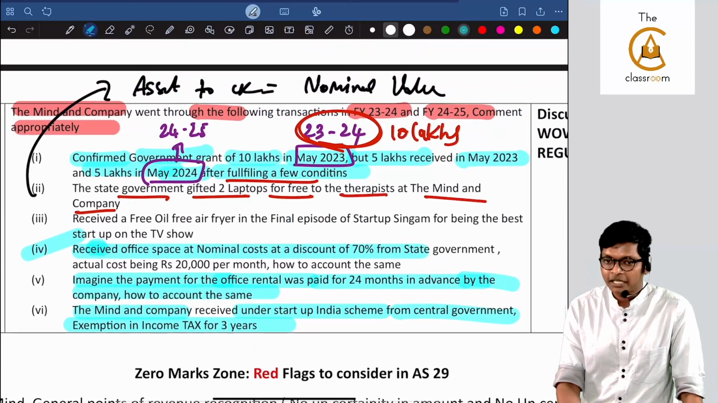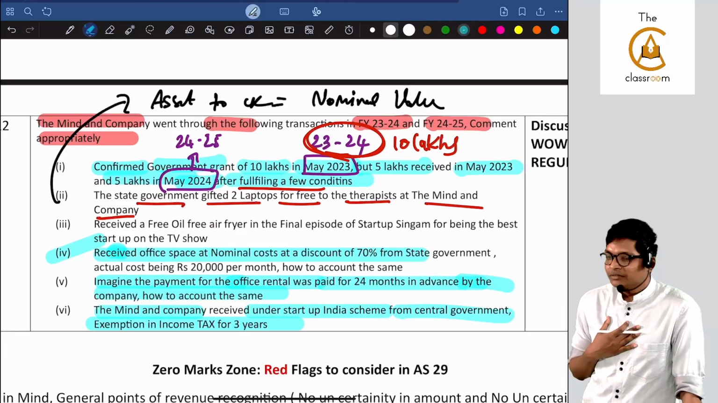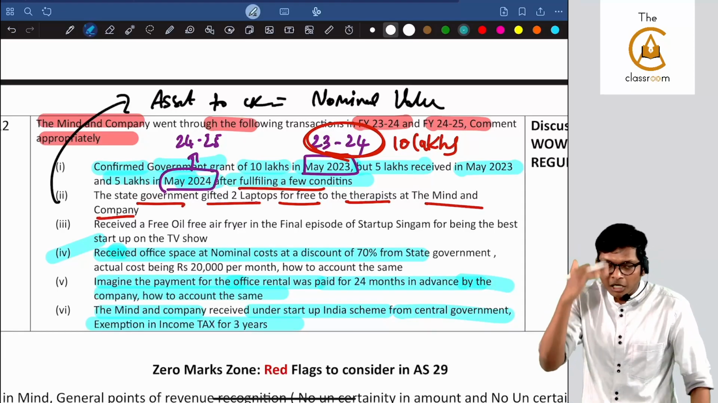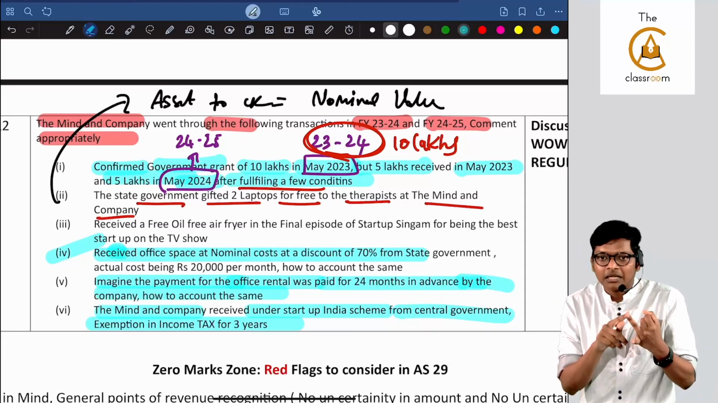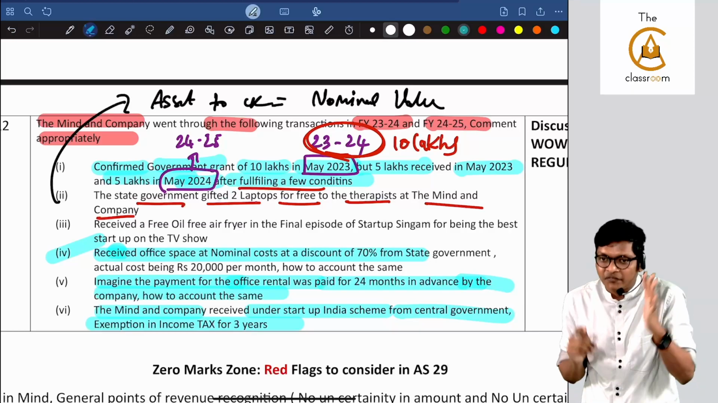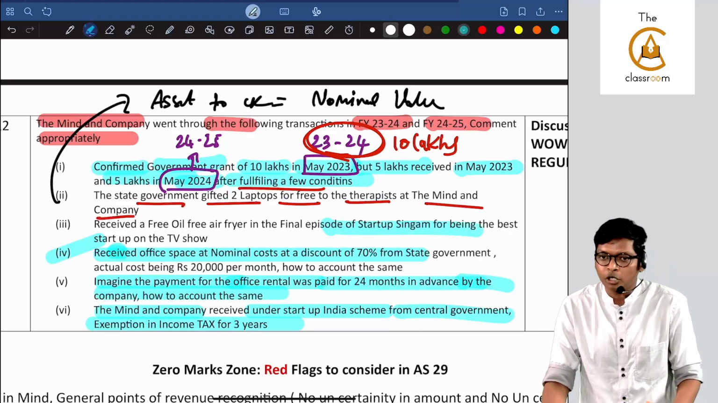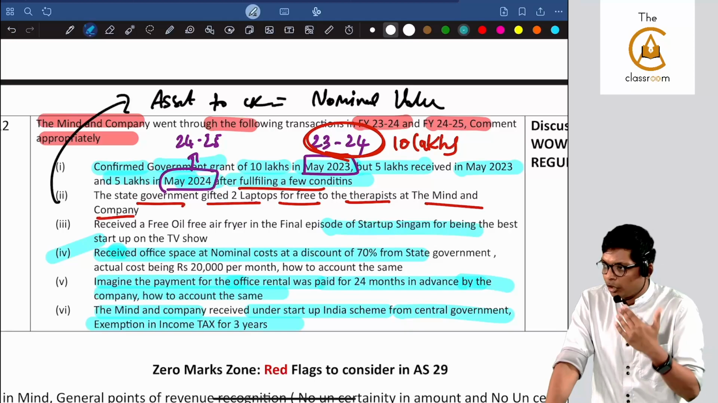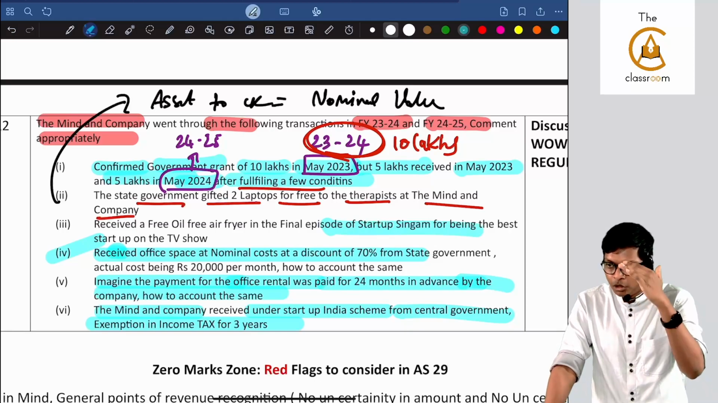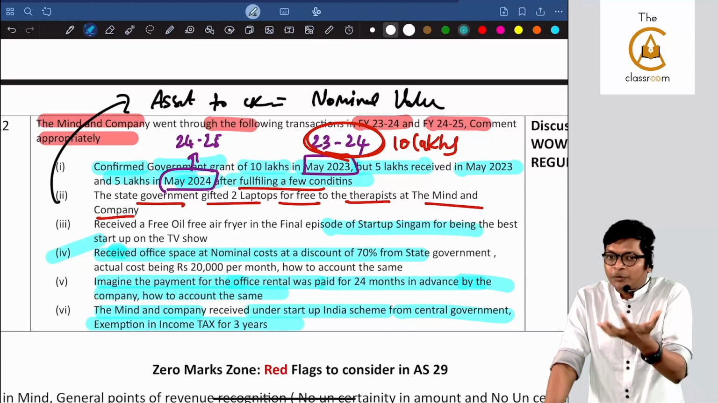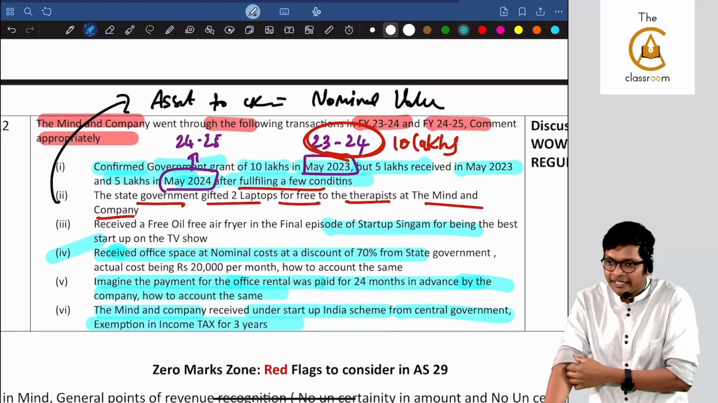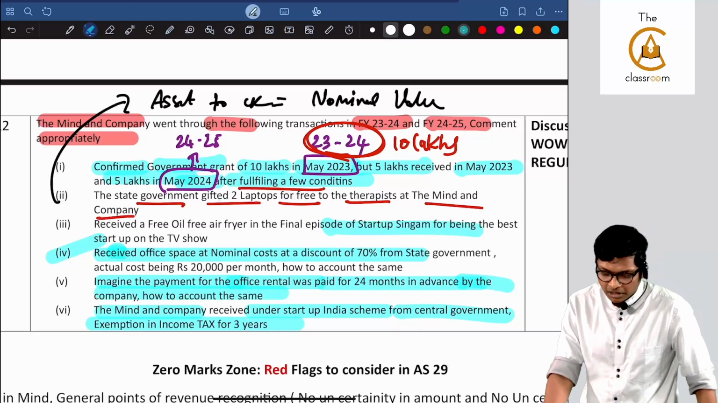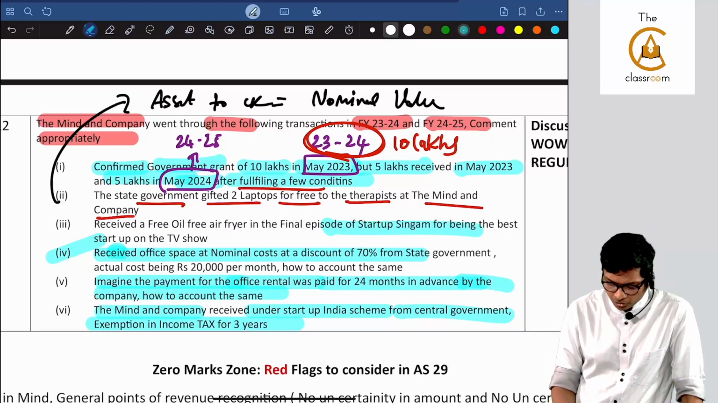Are you following? Okay. I don't know if this question will come in the exam, but we are covering all the concepts: exemption, receiving grant, and each point is a different concept. I didn't find questions on these in the study material or anywhere else, so we just made the questions. Are you all understanding, guys? Okay.